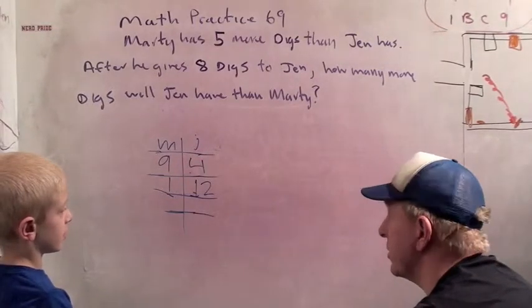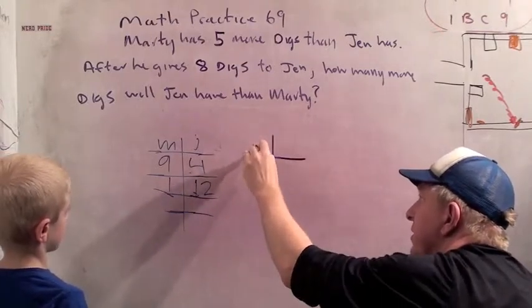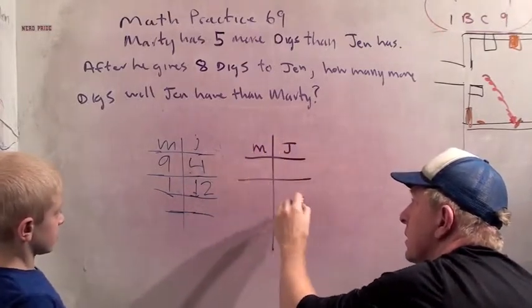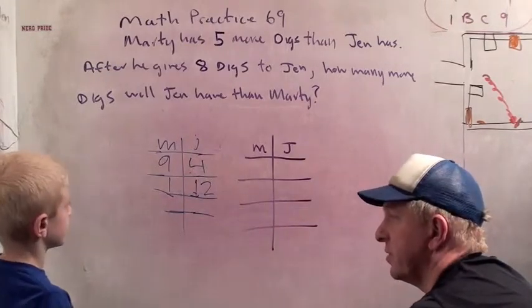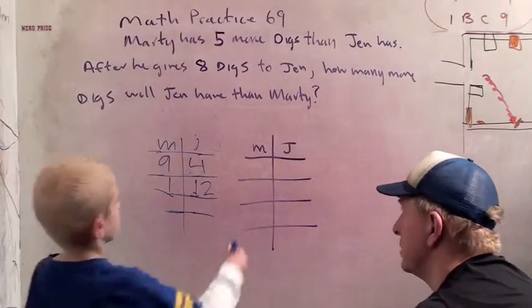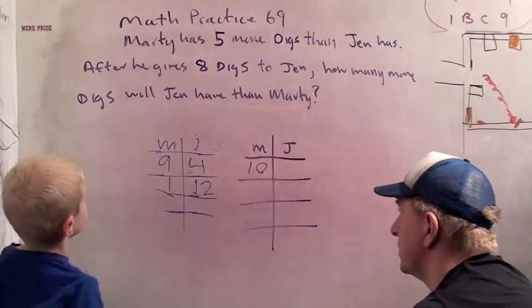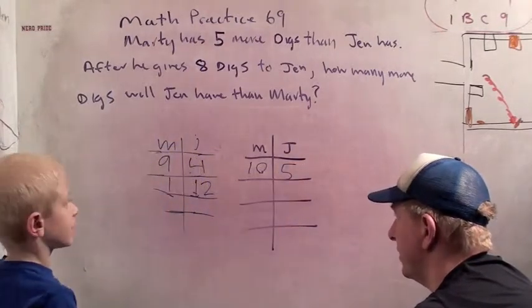11. 11 more. Okay, now let's see if that works with a different number. So start Marty with a different number. Just pick any number. 10. Okay, 10. So this would be 10 and Jen has 5 less, so this would be 5. Okay, great.